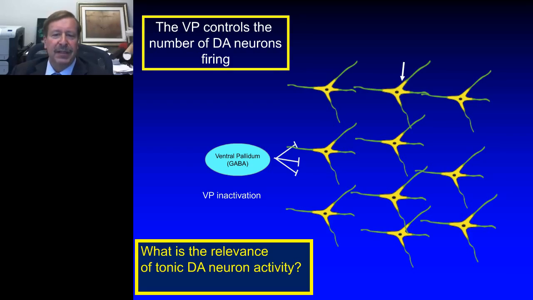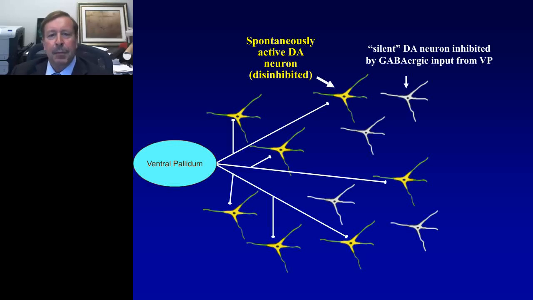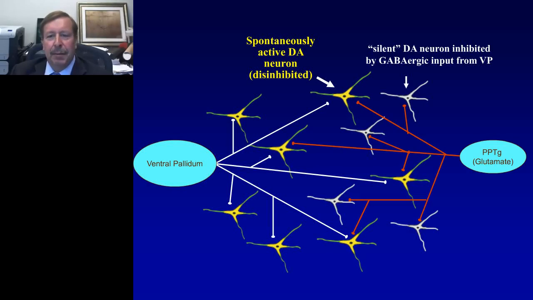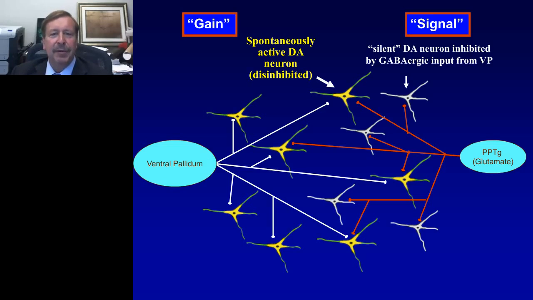Now, what's the relevance of this tonic neuron firing, the number of neurons firing? Basically, it provides the level of amplification to the system. So, for example, the ventral pallidum is controlling the number of neurons firing, but the pedunculopontine causes burst firing, but only in the firing neurons. So the pedunculopontine provides the signal, or the increase in burst firing, but the ventral pallidum provides the gain, or the level of amplification of the signal. So the more neurons the ventral pallidum causes to fire, the more neurons the pedunculopontine can cause to burst fire.